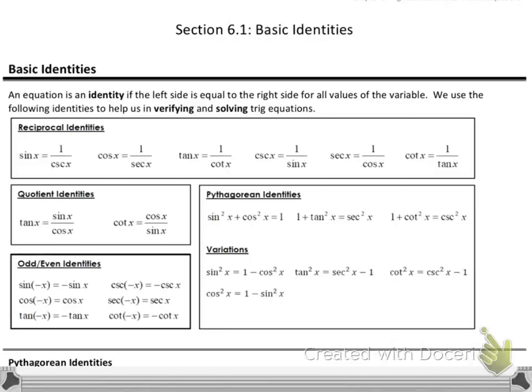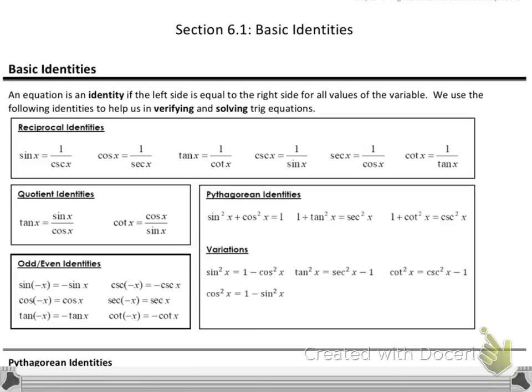With some trig identities, we're going to be given a function. We have to change it and simplify it, and we're going to use trig identities to do that. We're also going to use trig identities to prove and verify trig equations that are given to you.